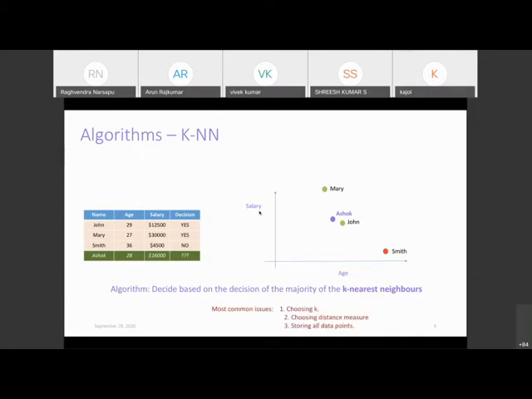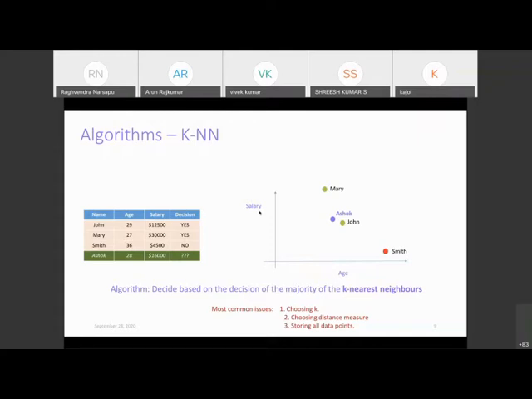There are a couple of issues with this algorithm. I'm going to state three of them. The first thing is, how do you choose k? You have to make a decision as to how many neighbors you are going to consider to make a decision. Is it going to be one neighbor, three neighbors, five neighbors, seven neighbors? I don't know, right? So I need to make this decision as to choose k.